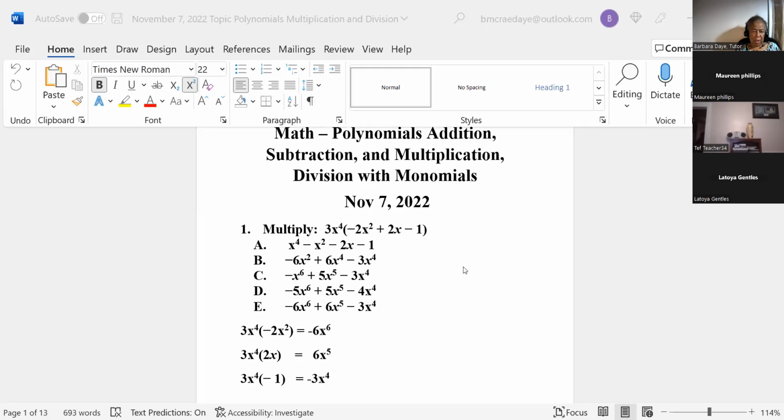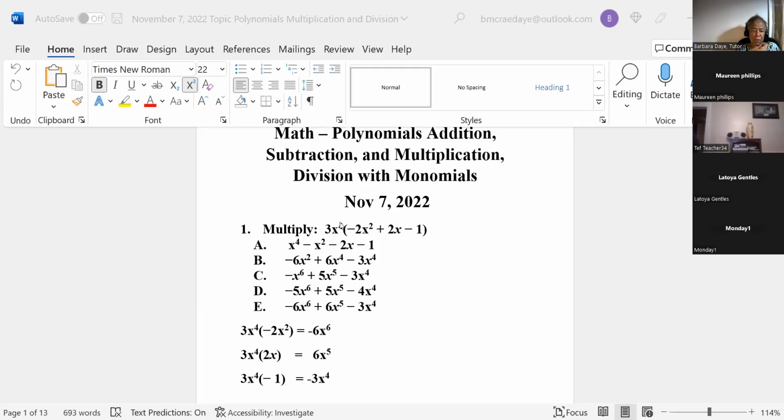minus 1. And remember I said before, when you're multiplying a monomial by a polynomial, you can break it up into monomial multiplications. So what that means is this 3x to the fourth can be multiplied by each term in the polynomial. And there are how many terms there, Maureen? 3. 3, that's right.